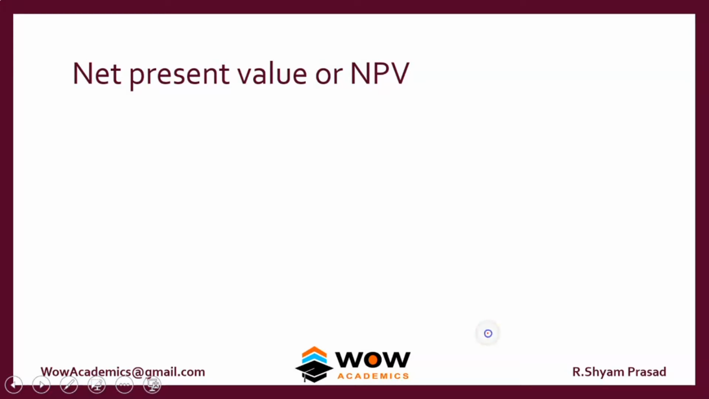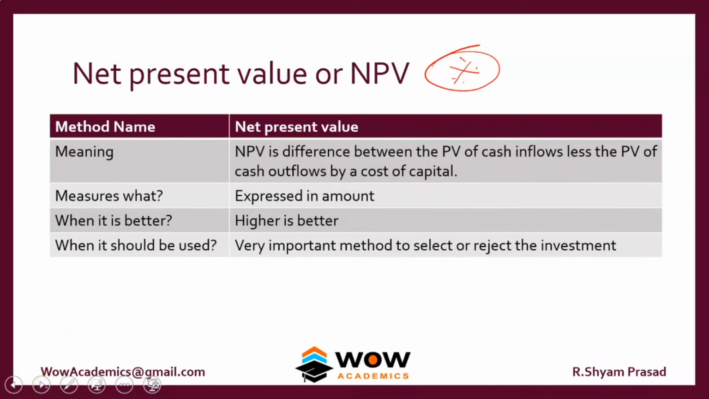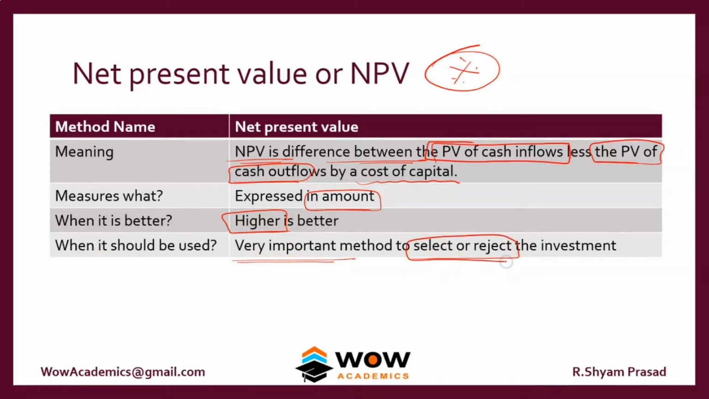So we'll move on to the most important method in this entire video, that's NPV. The meaning: NPV is the difference between the present value of cash inflow less the present value of cash outflow. So how do you find out the present value? We use a cost of capital. What is the answer that we get? The answer that we get is an amount. The higher the answer, the better. So when should we use it? It is a final criteria that we use to select or reject a project.